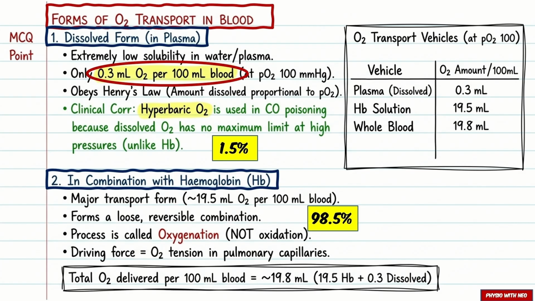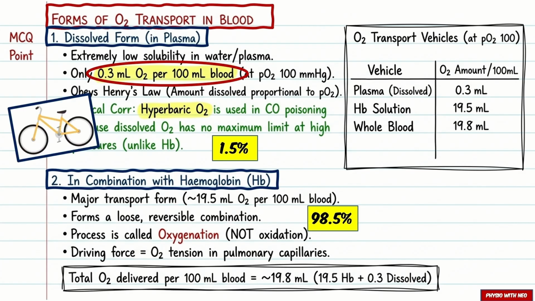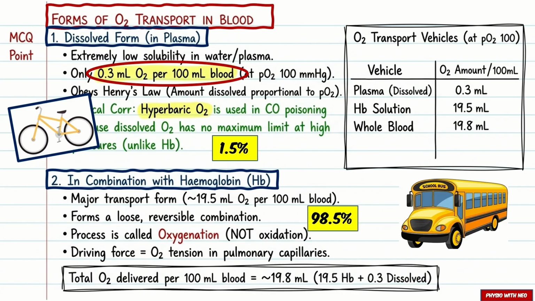Imagine transporting hundreds of students by using a single bicycle versus a large bus. Hemoglobin is that bus. Hemoglobin transports about 19.5 ml of oxygen per 100 ml of blood. And this process is oxygenation and not oxidation. Remember, 98.5% hemoglobin, 1.5% dissolved form. Always write this percentage in your answer. Examiners notice the accurate figures.